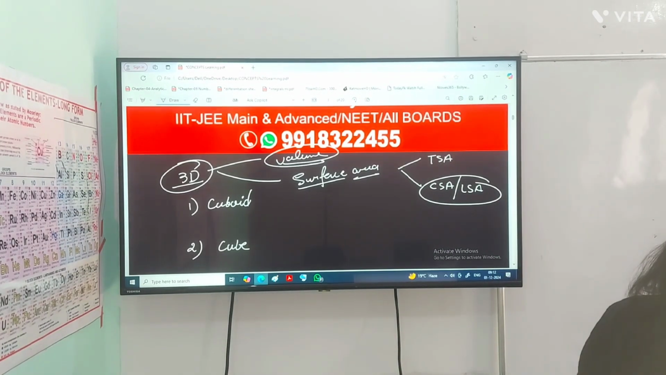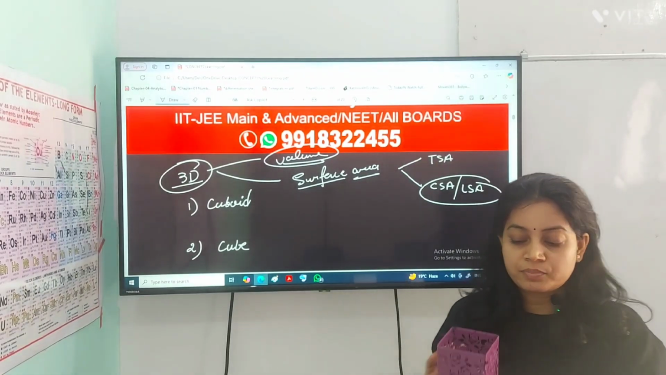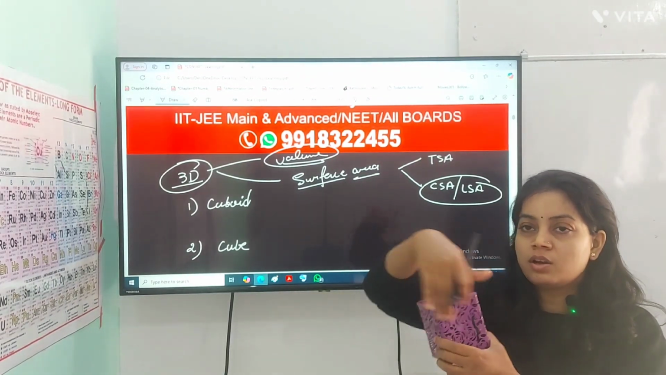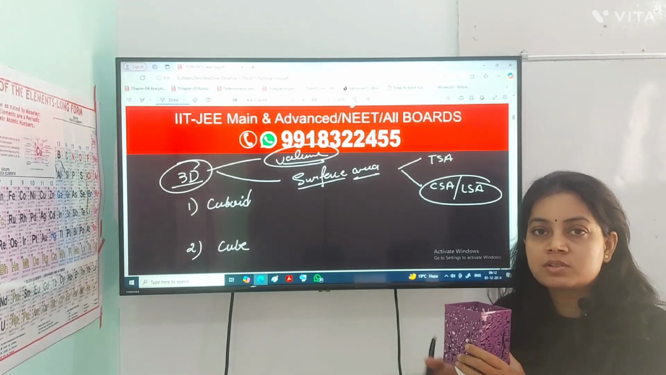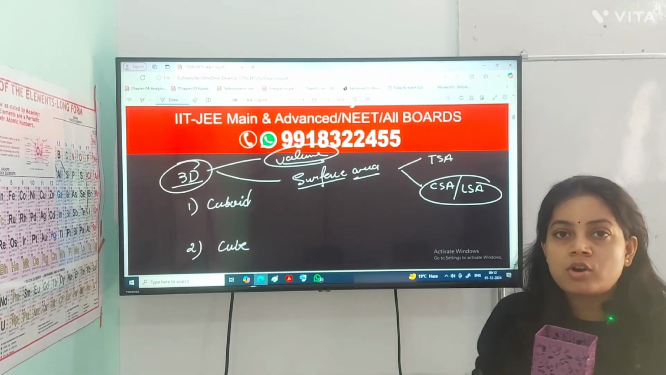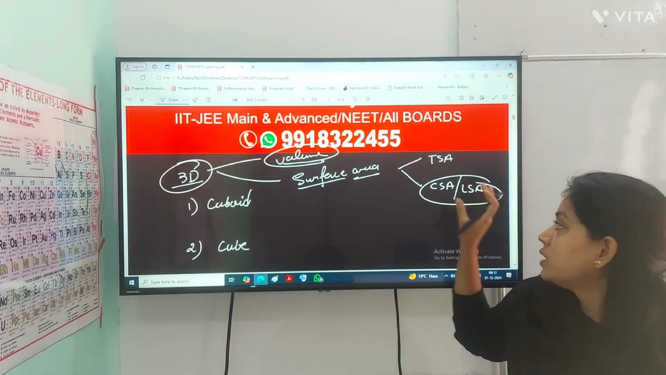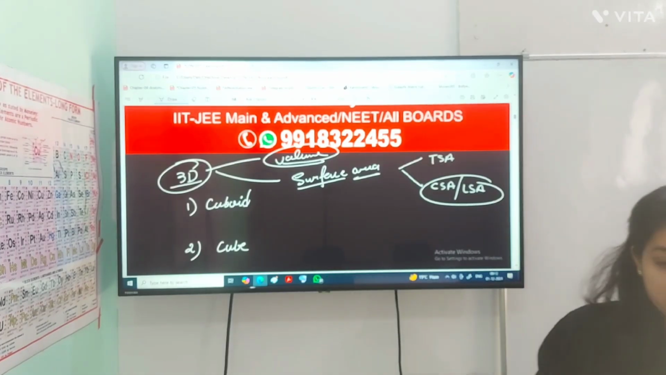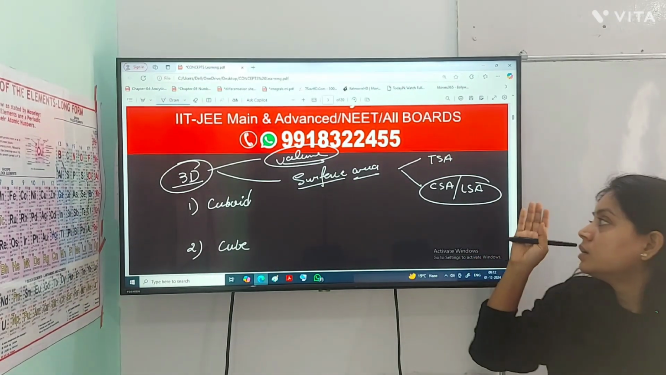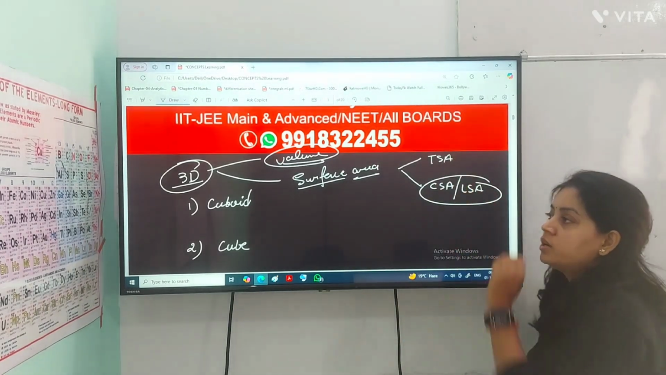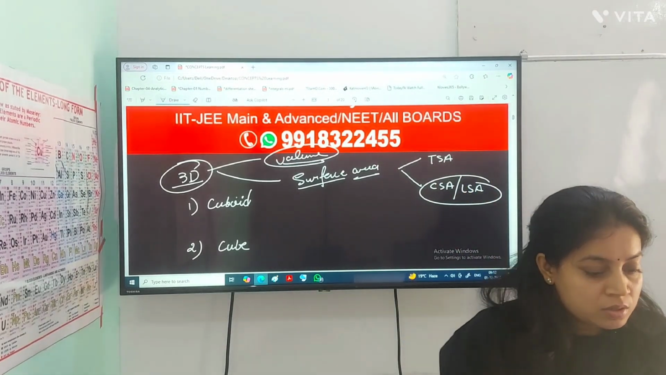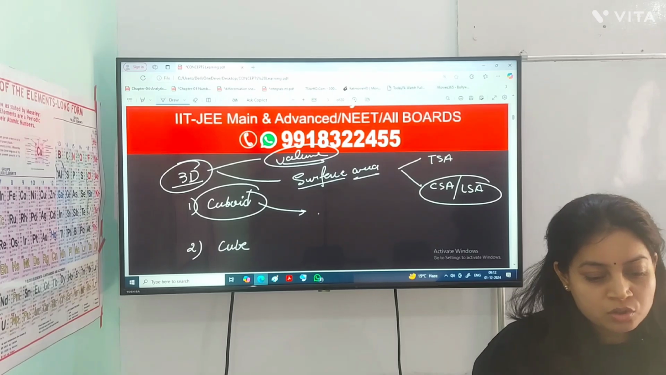So curved surface area is simply, if I take an example, the area of the four walls, excluding top and bottom. I'm not considering the top and bottom. If we remove the top and bottom, it will become just the curved surface area, or you can simply say lateral surface area. And if we add top and bottom, it will become total surface area. Simple. So we will start with the cuboid.